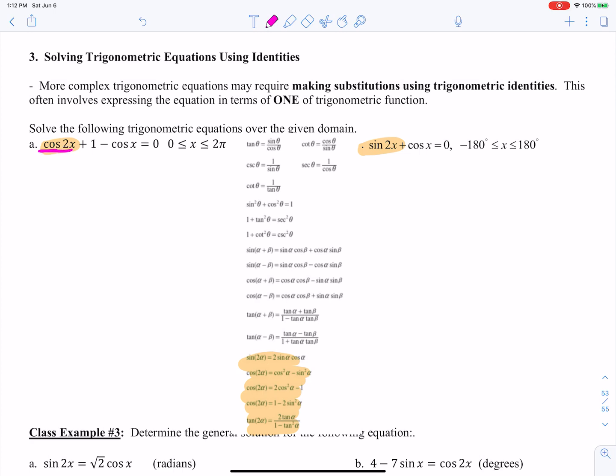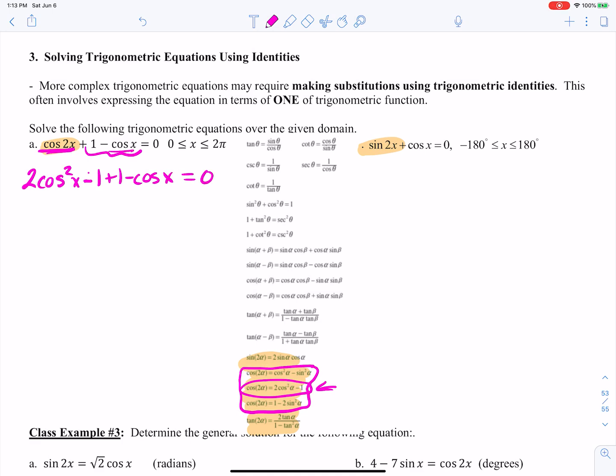I have cos 2x. Now I have to make a choice. Which one of these am I going to use? I'm going to use this one because what it does is it'll put everything in terms of cos, and it'll be easy for us to solve. So cos 2x is going to be replaced with 2 cos squared x minus 1, and then I have this here, which is plus 1 minus cos x, and that's all equal to 0.